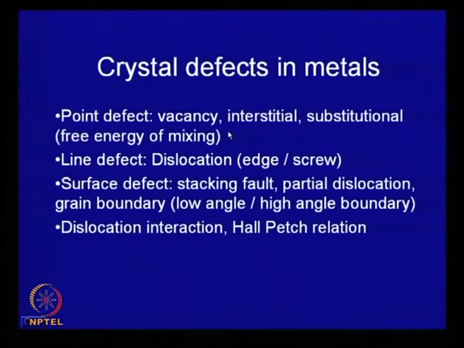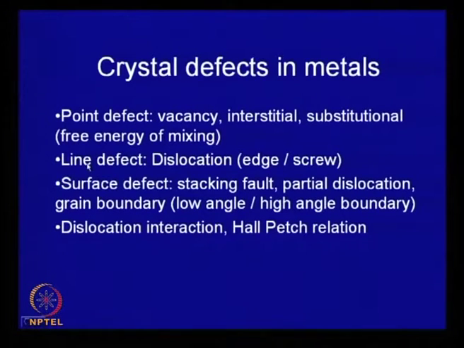If there are impurities in the crystal, where do these impurity atoms go? We talked about interstitial type of impurities, we talked about substitutional type of impurities, and we also derived an expression for free energy of mixing of these point defects. And we find that this defect concentration, particularly the vacancy, is a strong function of temperature. At higher temperature you have more vacancy.